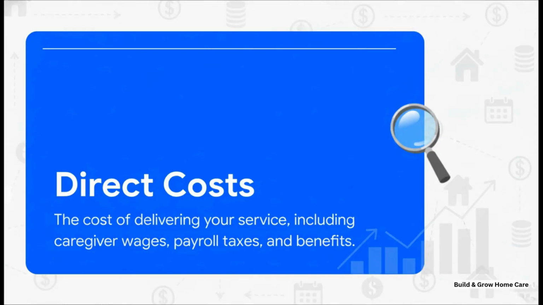First up, we've got direct costs. This is the simplest layer to understand, really. It's the money you spend to actually deliver your service. So we're talking about your team's wages, plus all those related costs, like payroll taxes and benefits. This is your absolute non-negotiable floor.